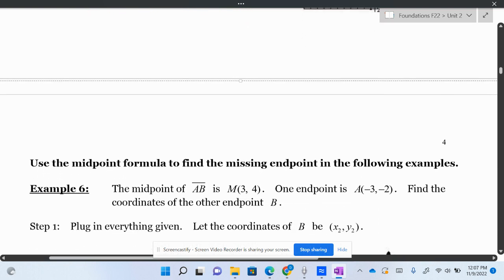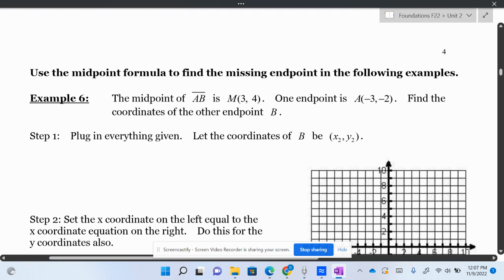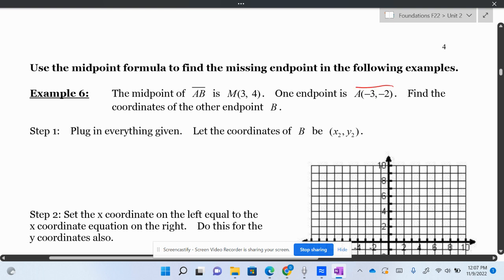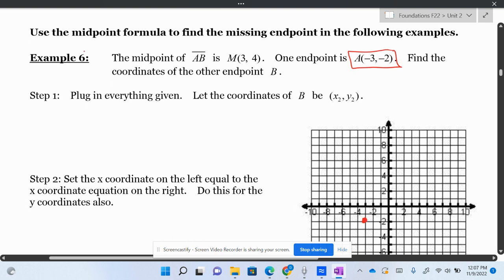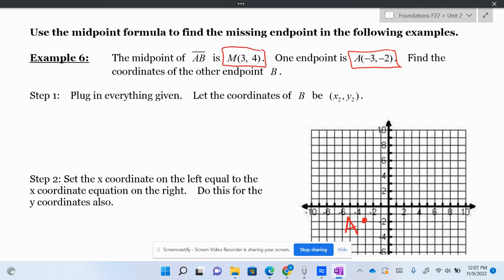Here we go. So I'm going to sketch out what we have here. We are given the endpoint (-3, -2). This is point A, way down here. We know that the midpoint, that capital M, is the ordered pair (3, 4). So this is what I know. I know that that other segment is going to go off in this direction. I just don't know where it's going to stop, right? That's what I need to find.